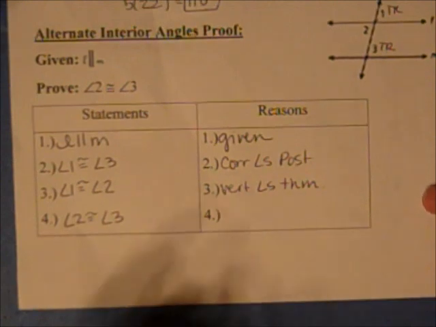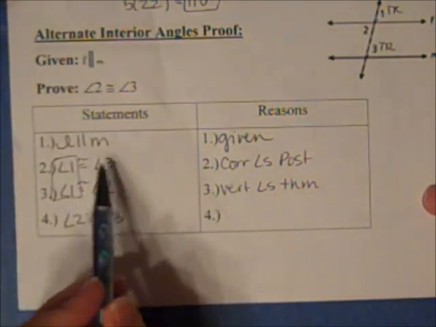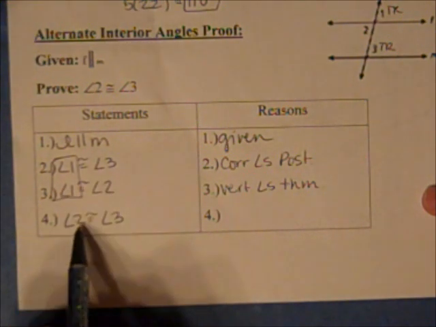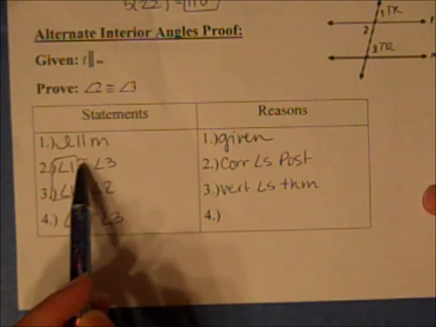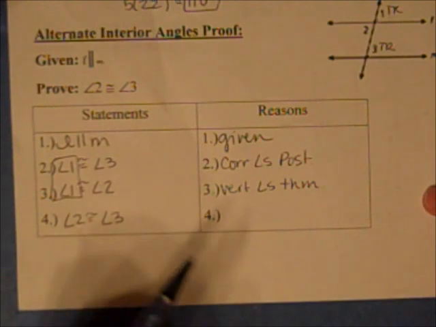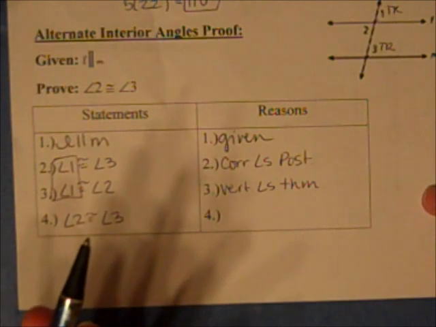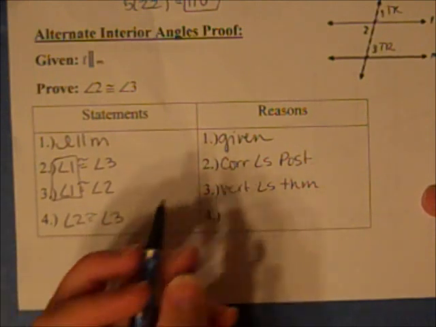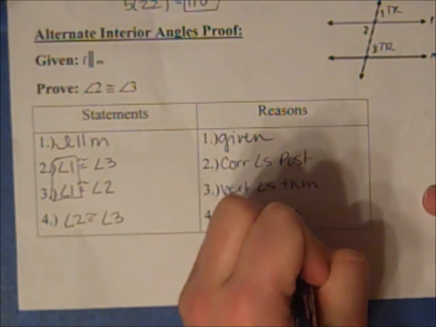Okay. Then, if you can see, both 2 and 3 are congruent to angle 1, so that means that they're congruent to one another. Now, if this were an equal sign, you could choose if you wanted to use substitution or transitive, but we can't do substitution over congruency, so my only choice is to use the transitive property of congruence.